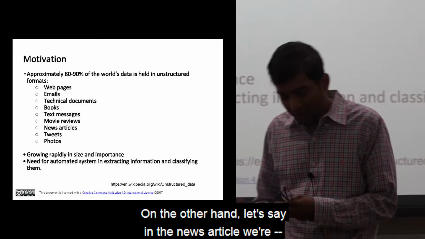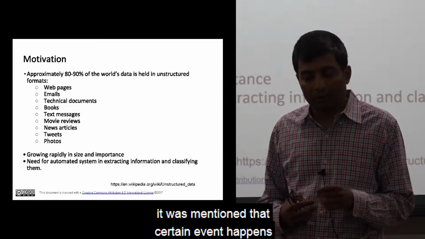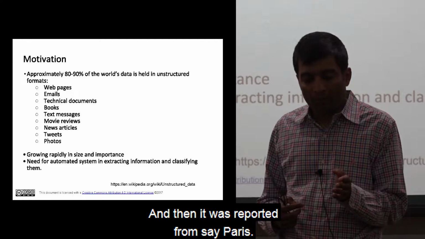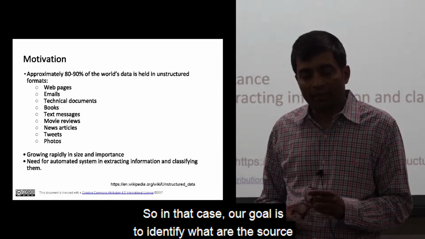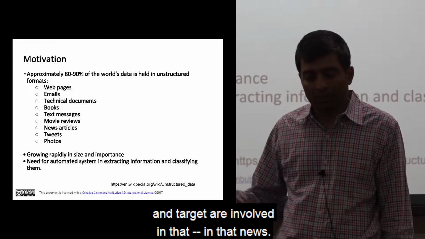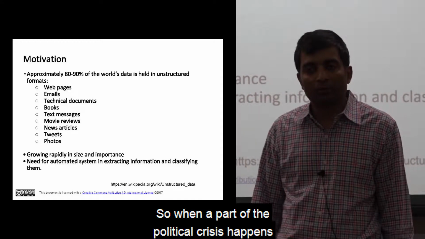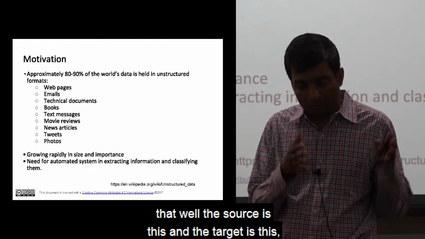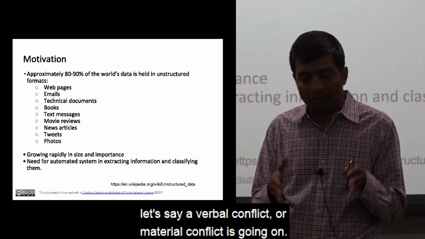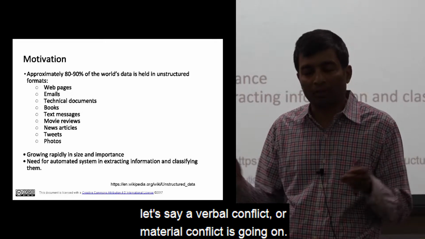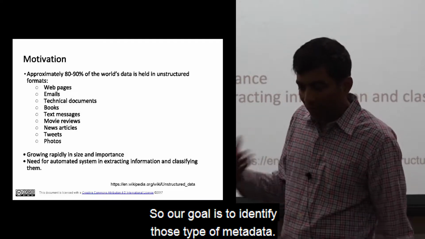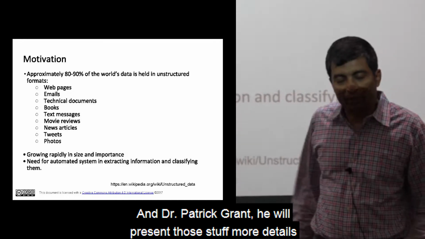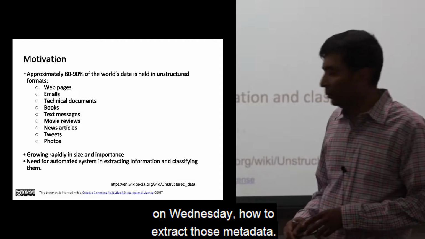On the other hand, let's say in a news article it was mentioned that a certain event happens in, say, Afghanistan, and then it was reported from, say, Paris. In that case, our goal is to identify what source and target are involved in that news. When a political crisis happens at a certain location, it will be mentioned that the source is this and the target is this, and certain actions are happening, let's say verbal conflict or material conflict. So our goal is to identify those types of metadata. It's not trivial to identify those types of metadata, and Dr. Patrick Brandt will present those in more detail on Wednesday, how to extract those metadata.